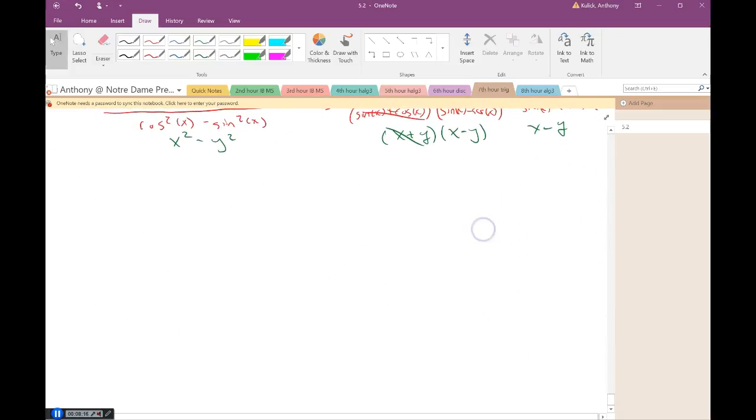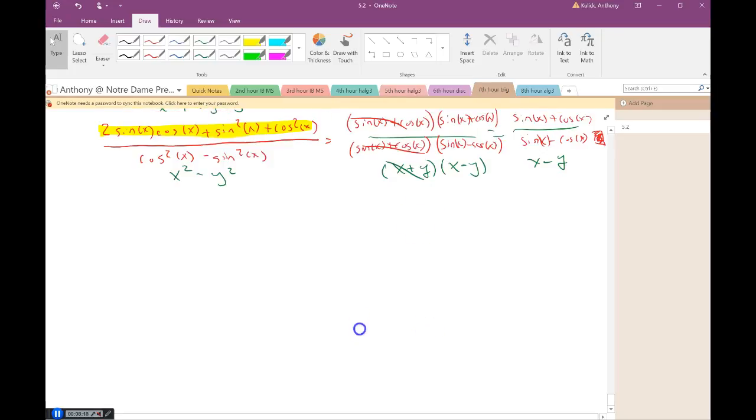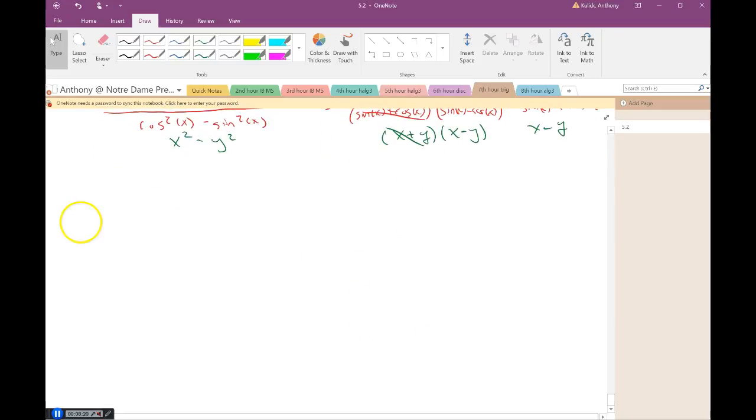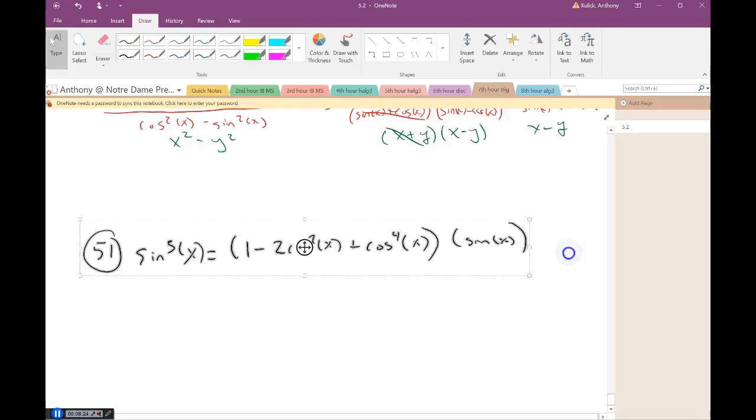So let's go and look at the other one. I would not expect you to be able to do something that difficult on a test. I thought that one was quite tricky. This one I think is considerably not nearly as bad.